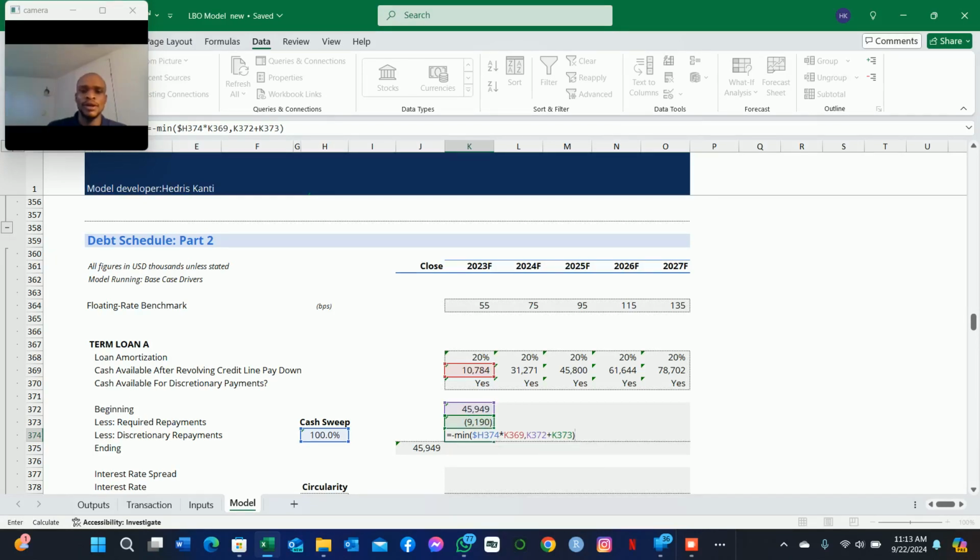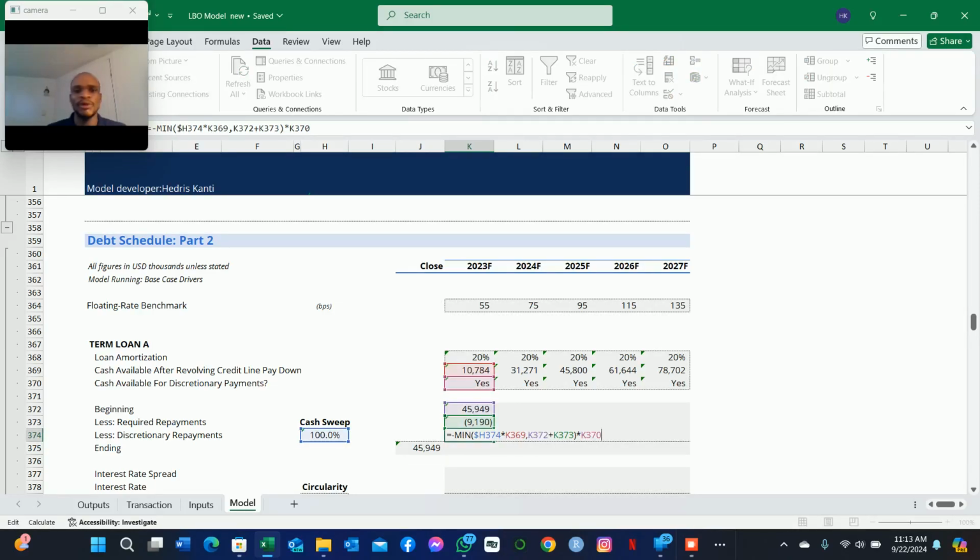And then we can later on multiply that by whatever we set up here for the if statement, the cash that is available for discretionary payment. So if there's any cash available, yes, and if there is no cash, no. So in this case, we set it up there to be a yes. So we're just taking the minimum of those two there.